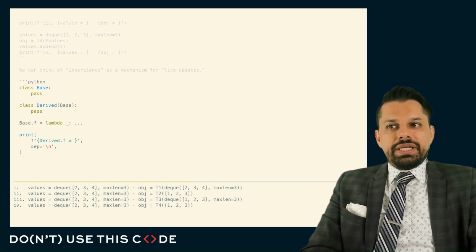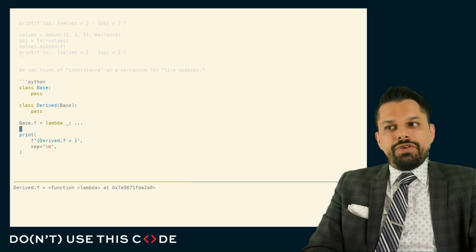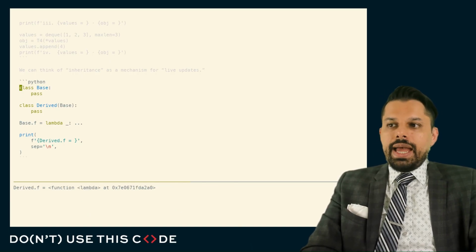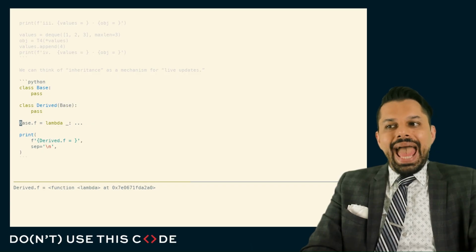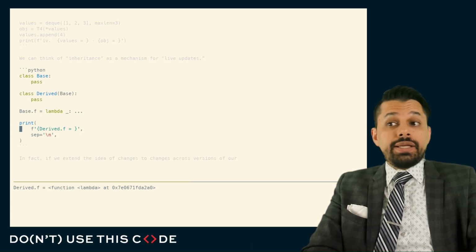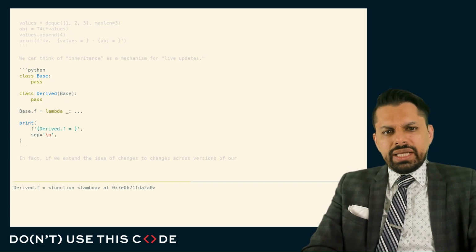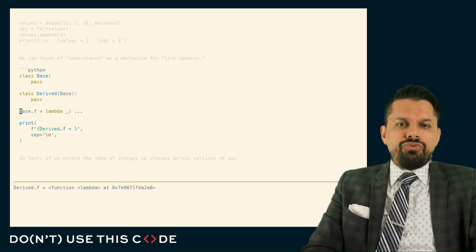Actually, even think of things like inheritance as a mechanism for live updates. Here in this example, derived inherits from base, and after derived is created, I add a new method to base, and it's instantly available on derived.